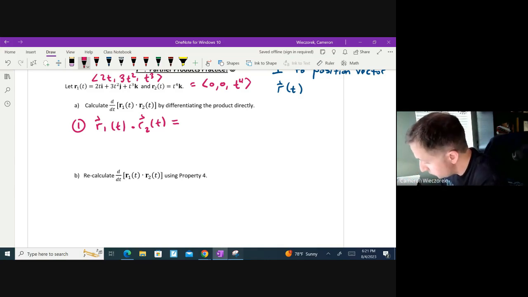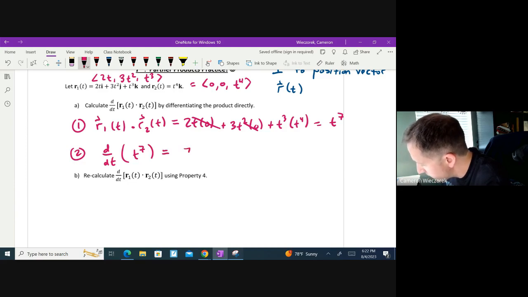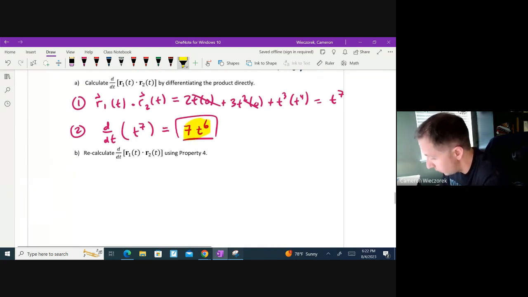So in this case, if we dot the two vectors from up top, we're going to get 2t times 0 plus 3t squared times 0 plus t cubed times t to the fourth. So we end up canceling out the first two terms and we get t to the seventh. Taking the derivative of that result, t to the seventh, I can use the power rule. I get 7t to the sixth. That was pretty quick. Probably can't get much quicker than that, but we'll try it the other way.